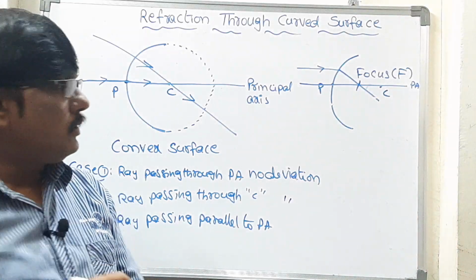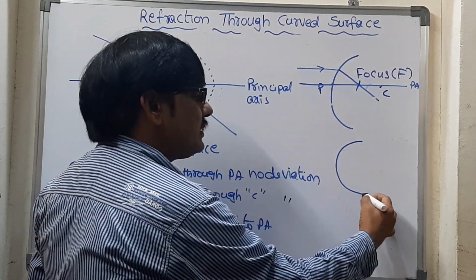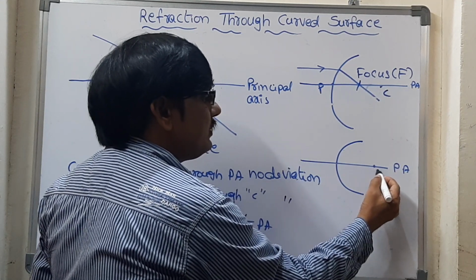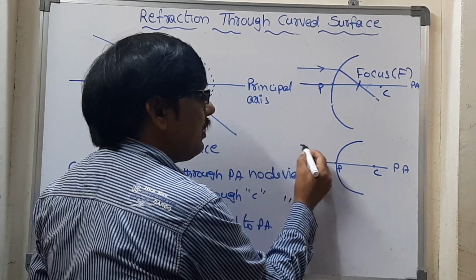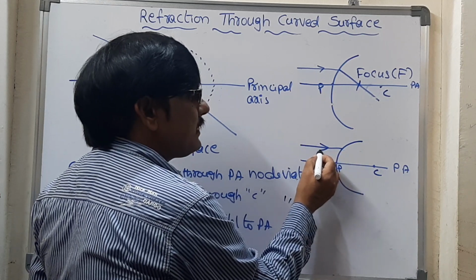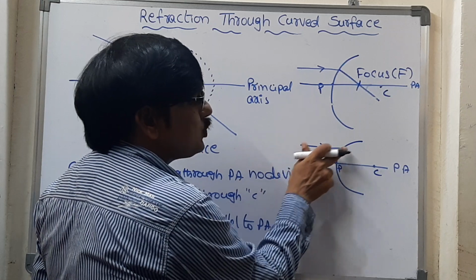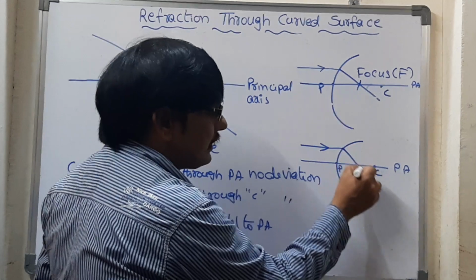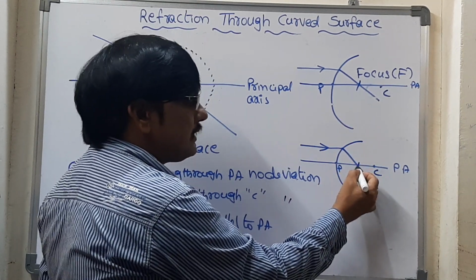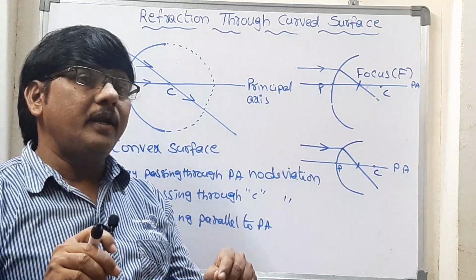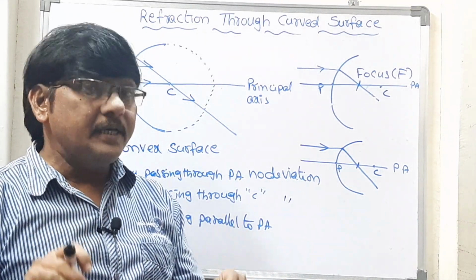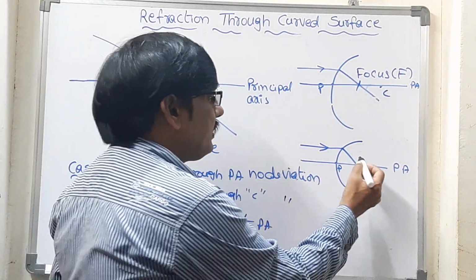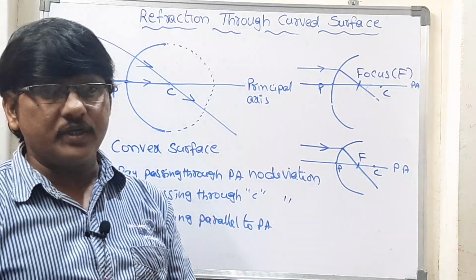Again we will explain, you see. Now we have taken one curved surface. In this curved surface we have taken the principal axis, the center of curvature, and the pole, and we have taken one ray parallel to the principal axis. This ray passes through the single curved surface and undergoes refraction, and the point where the refracted ray intersects the principal axis is called the focus. Got it?